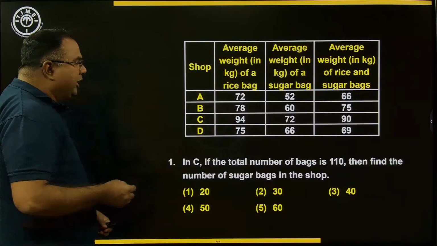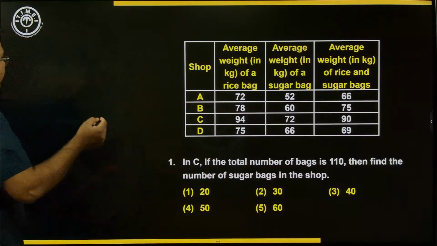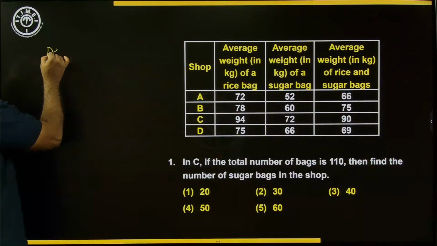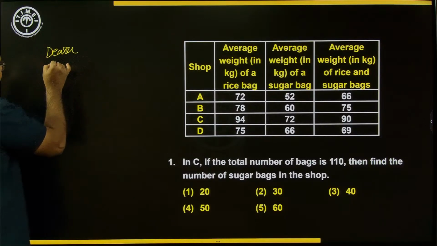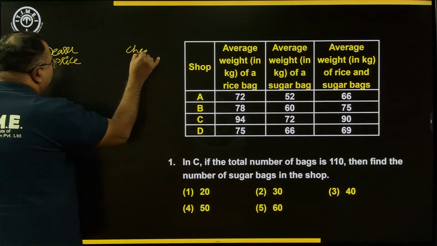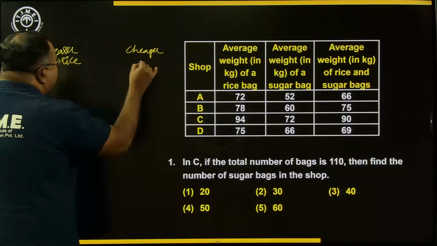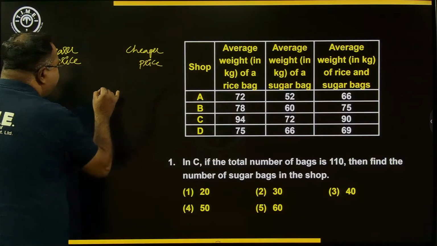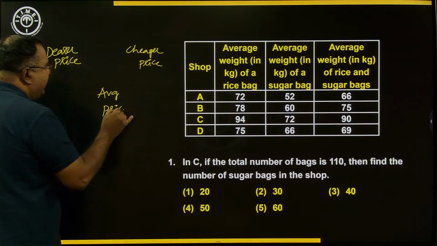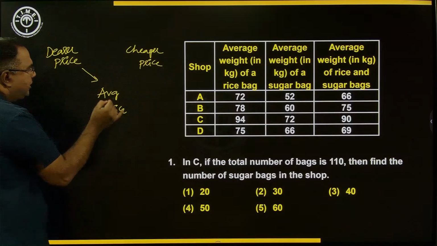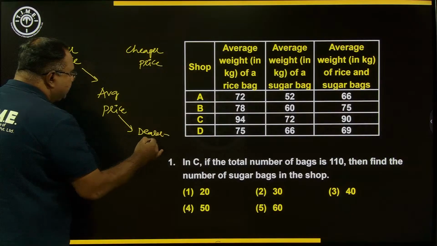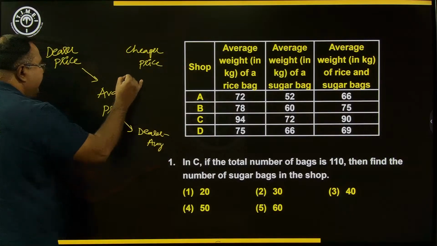In C, total number of bags is 110. Now, you should know your allegation rule. What is allegation rule? You write dearer price here, that is costlier price. You write cheaper price. One line below, you write your average price. We already know that average lies between smallest and highest. So this is dearer minus average, and this is average minus cheaper.